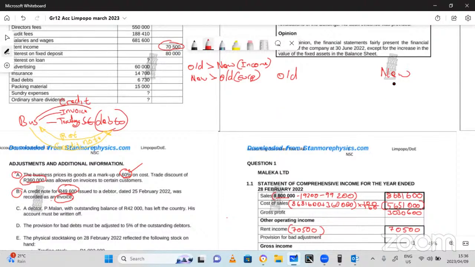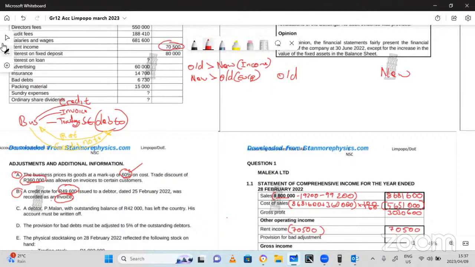So if the new expense is greater than the old one, which means there has been an increase in our expected expense, that's why it will be an expense. If the new is less, that means there has been a decrease in our expense, which is positive for the business. So if the expenses are decreasing, that's an income for the business. If the expected expenses are decreasing, I hope it makes sense. Then let's move on.